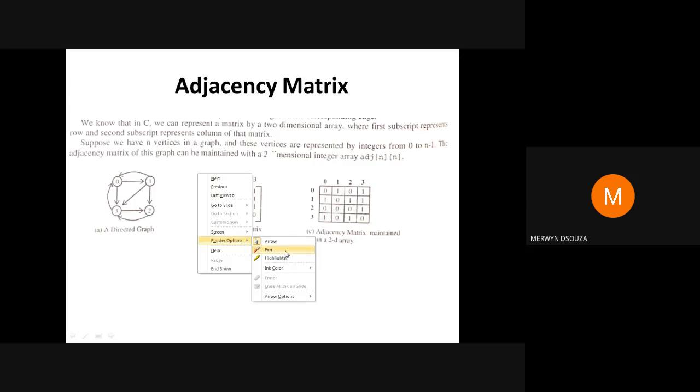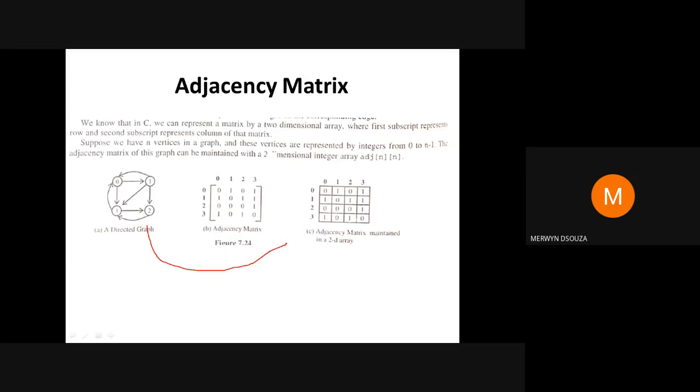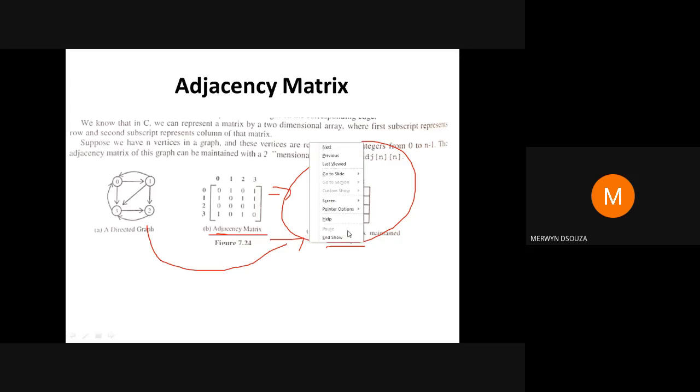In programming, if you are going to use this matrix, you represent it using a 2D array. So this same matrix could be represented using a 2D array, and it would look like this.